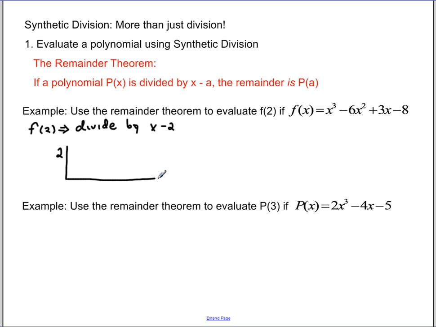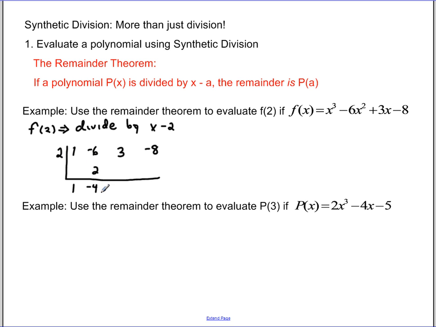Very nice. Then we take our coefficients. So our first coefficient is 1 from our dividend. Negative 6 is our next. 3 comes after that, then negative 8. And so let's carry this out. If we bring down the 1, we don't do anything to it, but multiply it by 2 in the next column to give us 2. Then we add going down the column to give us negative 4.